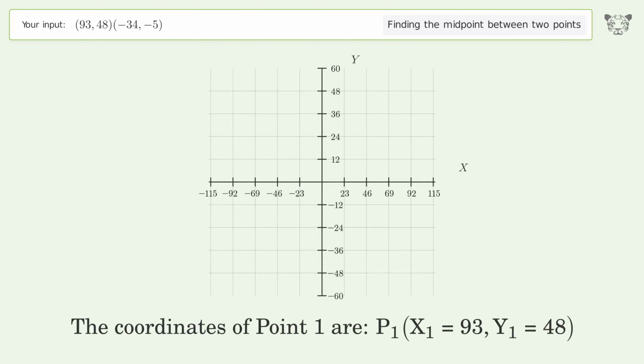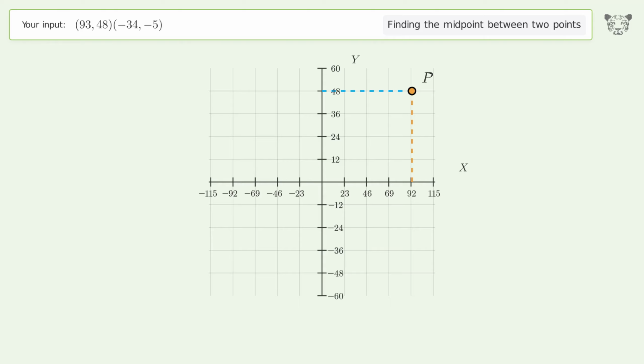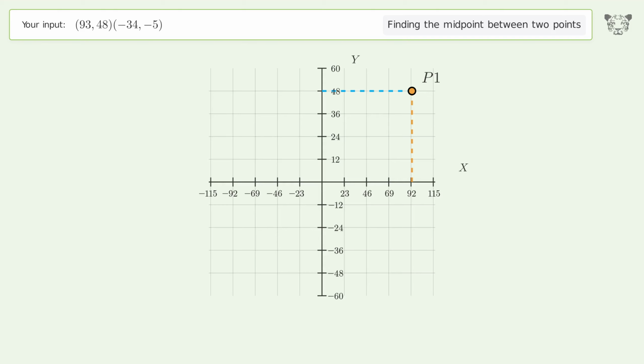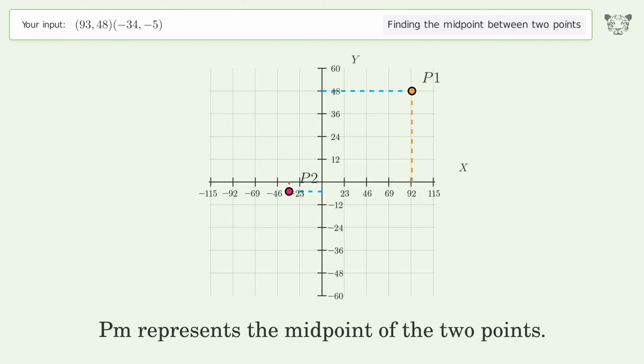The coordinates of point 1 are x1 equals 93, y1 equals 48. The coordinates of point 2 are x2 equals negative 34, y2 equals negative 5. PM represents the midpoint of the 2 points.